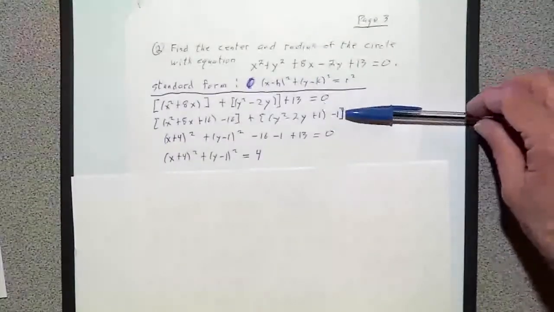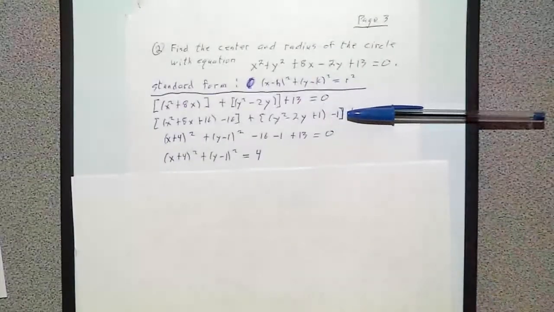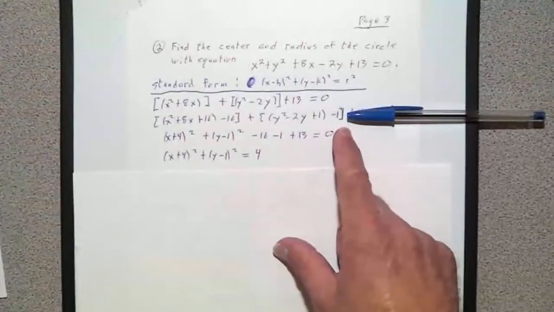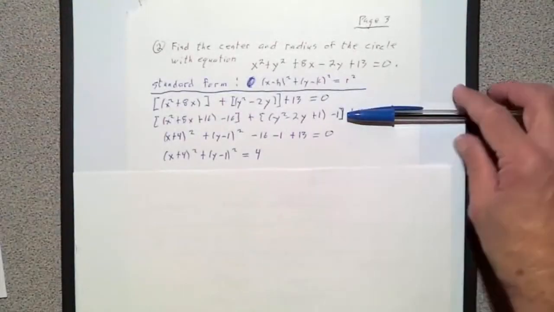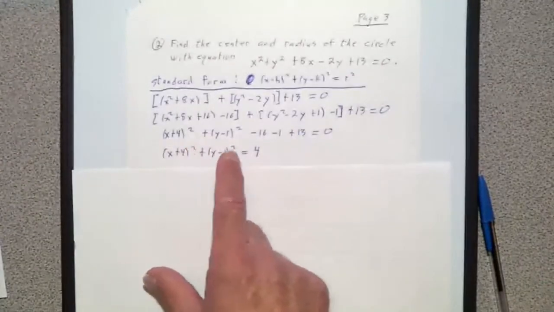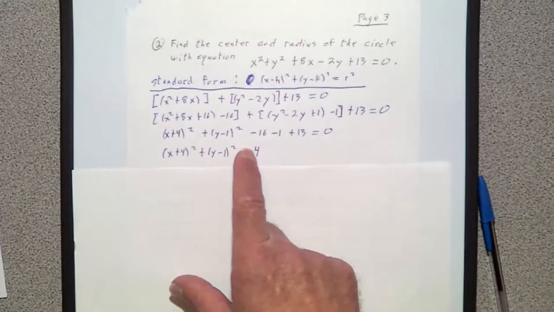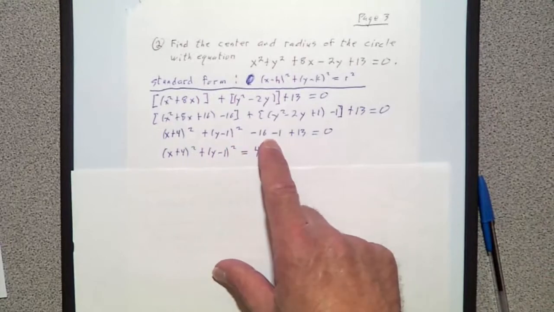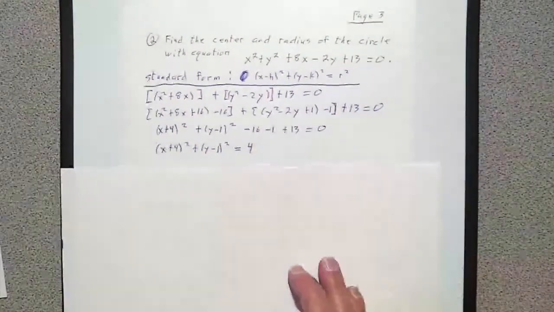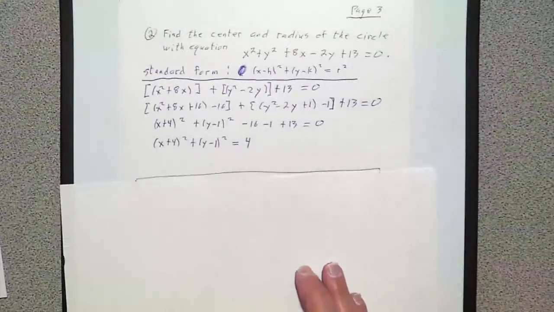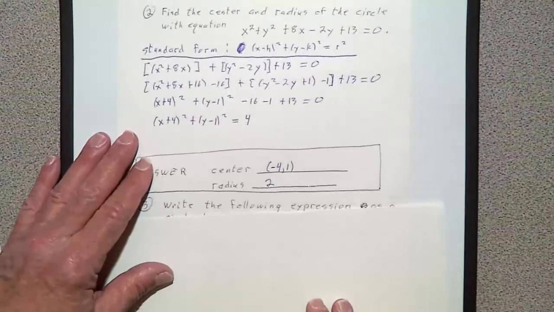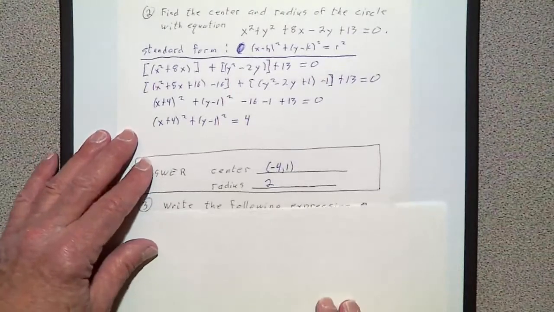You do the same with y. y squared minus 2y plus 1 minus 1, add 1, subtract 1. This is a perfect square, y minus 1 squared. So you get x plus 4 squared plus y minus 1 squared is negative 16 minus 1 plus 13. And that's x plus 4 squared plus y minus 1 squared is 4.